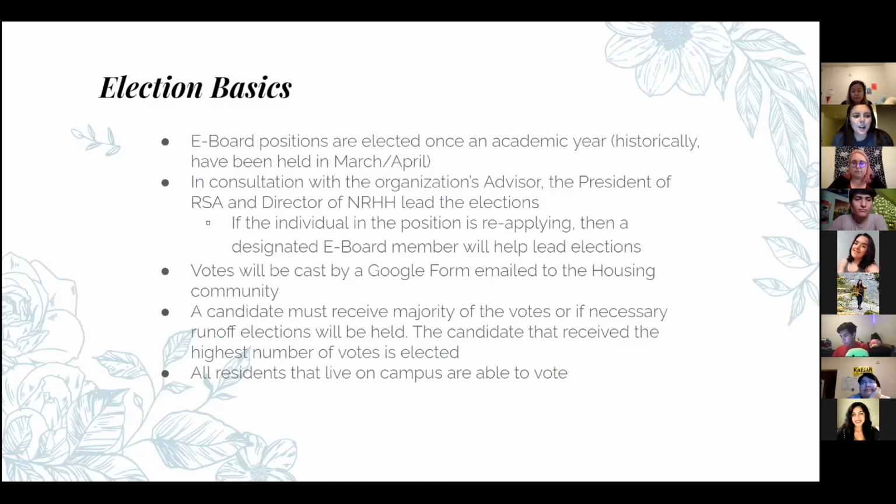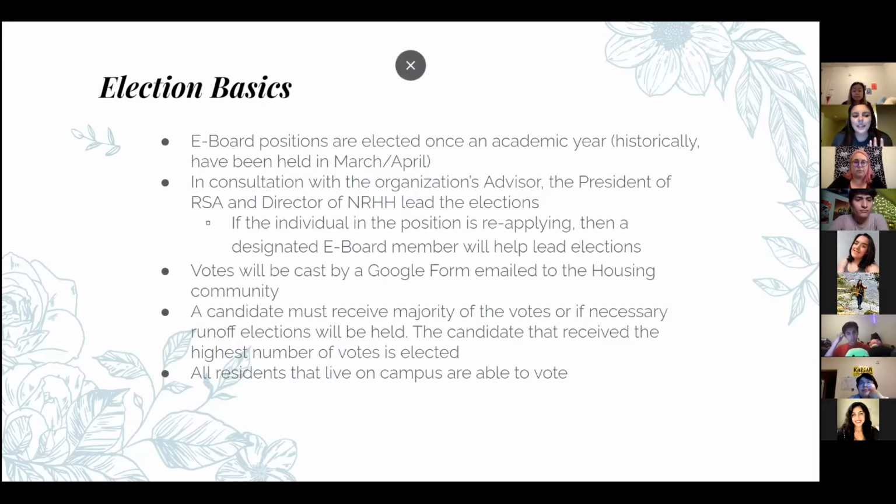All right. So e-board positions are elected once an academic year. Historically, this happens in March and April, so right now for the next academic year. Usually the president of RSA and the director of NRHH help lead elections. If either of those people are reapplying, another e-board member will help out the advisor with elections.